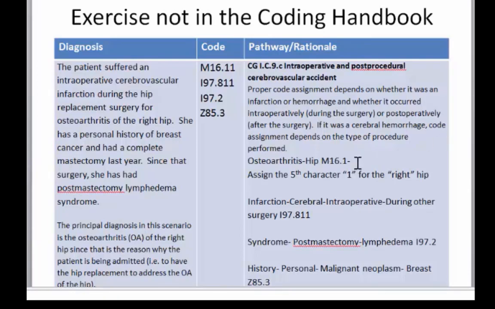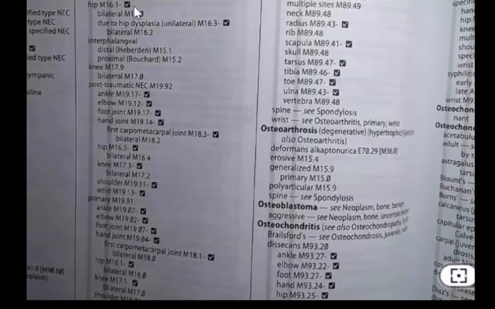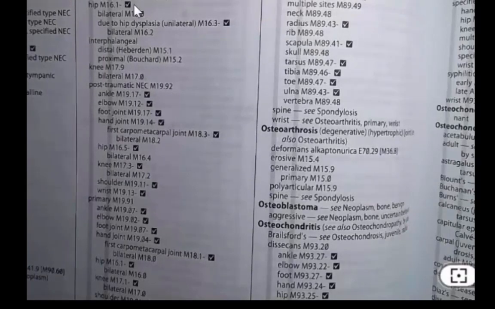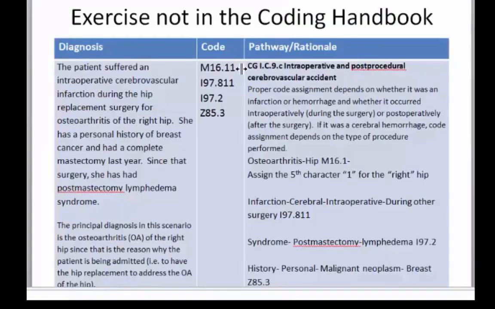So you've got the osteoarthritis first. So let's look that up. Osteoarthritis of the hip. Osteoarthritis of the hip is M16.1-, and those extra dashes are going to have to do with us identifying which side of the body we're on. In this case, the 1, 2, 3, 4, fifth character is a 1 that indicates it's the right hip.